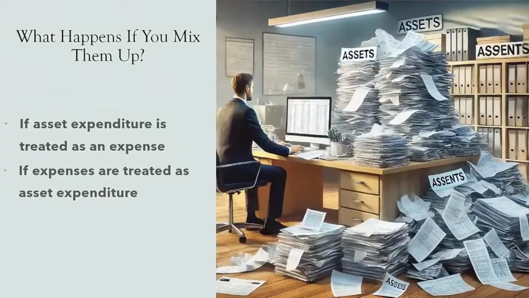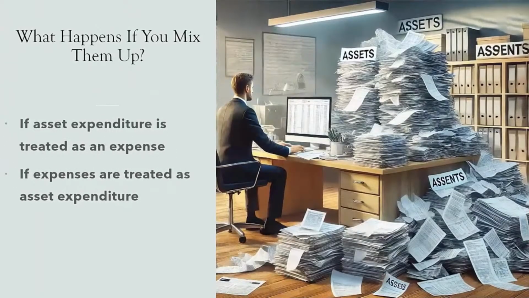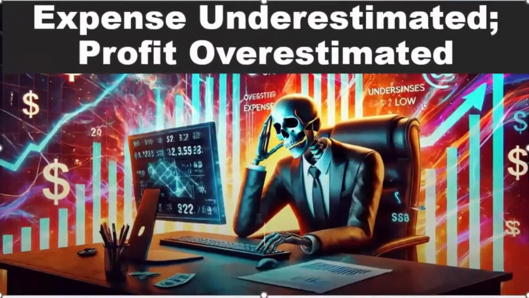2. If expenses are treated as asset expenditure, your expenses will be understated, too low. Your profit will be overstated, too high. For example, if you treat a $500 electricity bill as an asset instead of an expense, it will look like you've spent less money and your profit will appear artificially high.